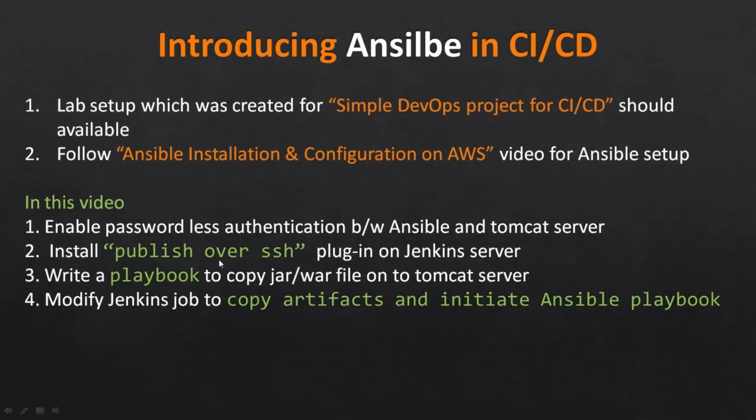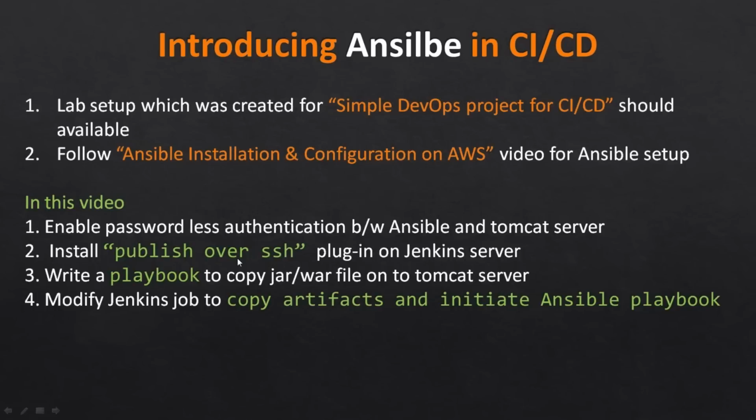And we are going to install the Publish Over SSH plugin on Jenkins, and also we need to configure it. I hope you are already aware of how to install plugins and configure them. And we have to write a simple YAML playbook to deploy the jar or WAR file onto the target system. Again, this playbook is going to be initiated by Jenkins itself. So everything will be triggered by Jenkins, but the tasks will be running on different systems. That is how the real-time infrastructure is configured.